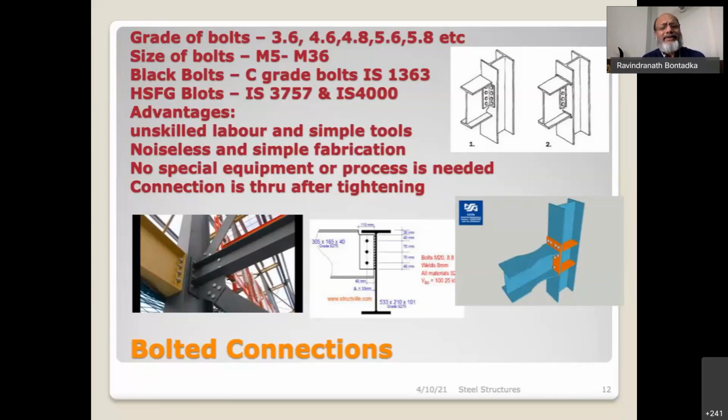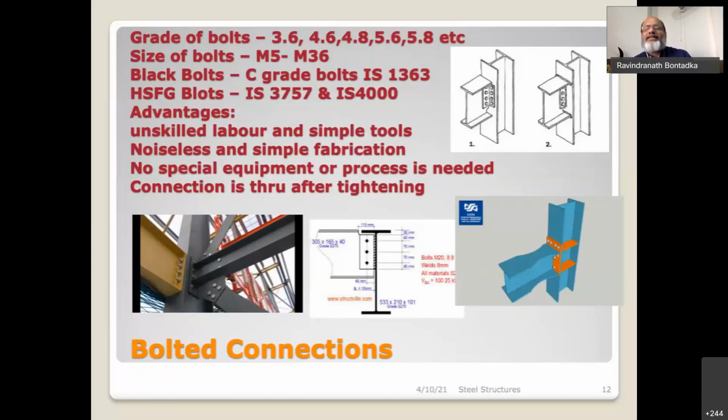Then what are the advantages of this bolted connection? The advantage is it's very simple, and unskilled labor and simple tools are necessary. You don't need a special tool or specially skilled labor to have a bolted joint done. When the fabrication is done, it is noiseless and very simple. No special equipment or process is required for the bolted connections to be done.